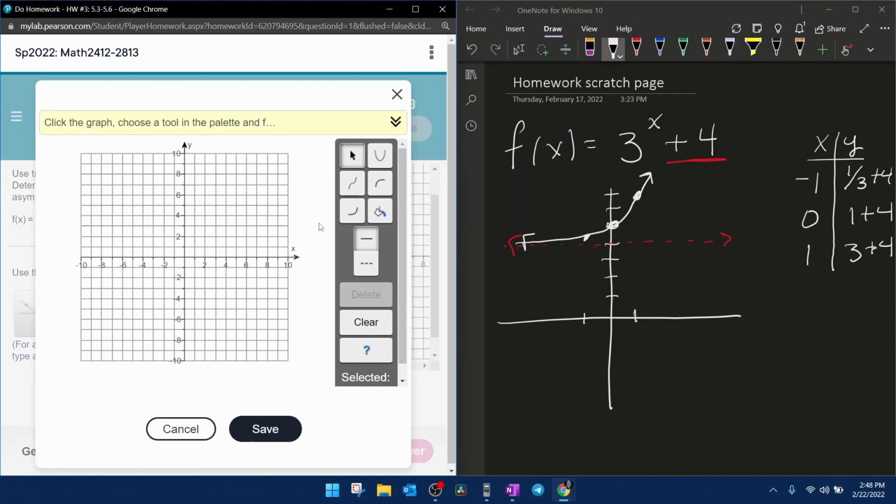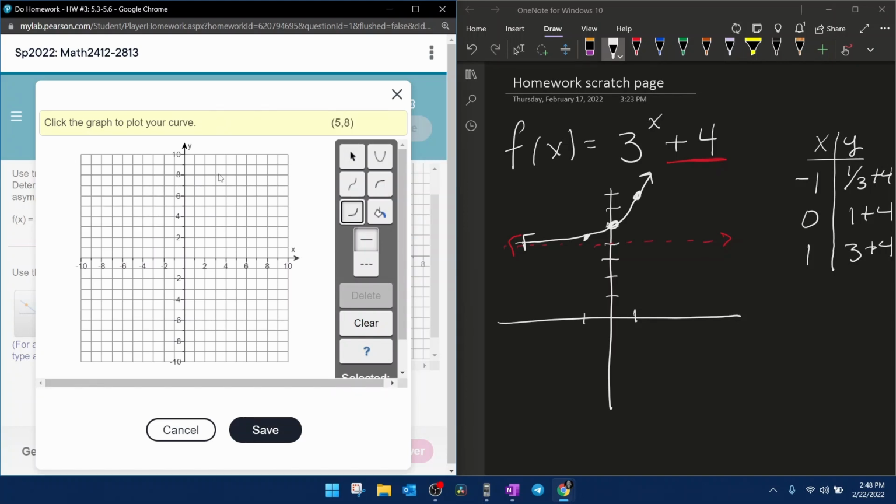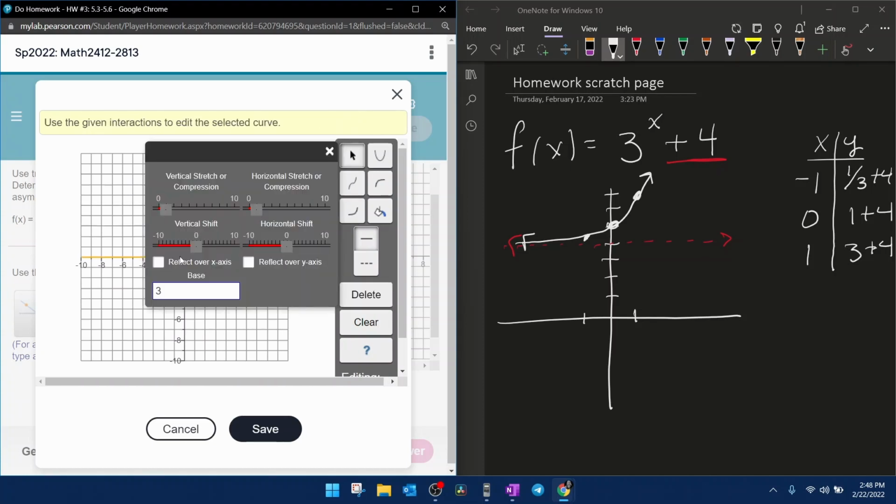Using the graphing tool, we know that we want the exponential tool because this is an exponential function. And then it simply says click the graph to plot the curve. So we're going to click pretty much anywhere on the graph, and then we're going to set the sliders to where they need to be. Probably the first thing you should check is that the base is set correctly. Here our base is 3, and it's already set to 3.